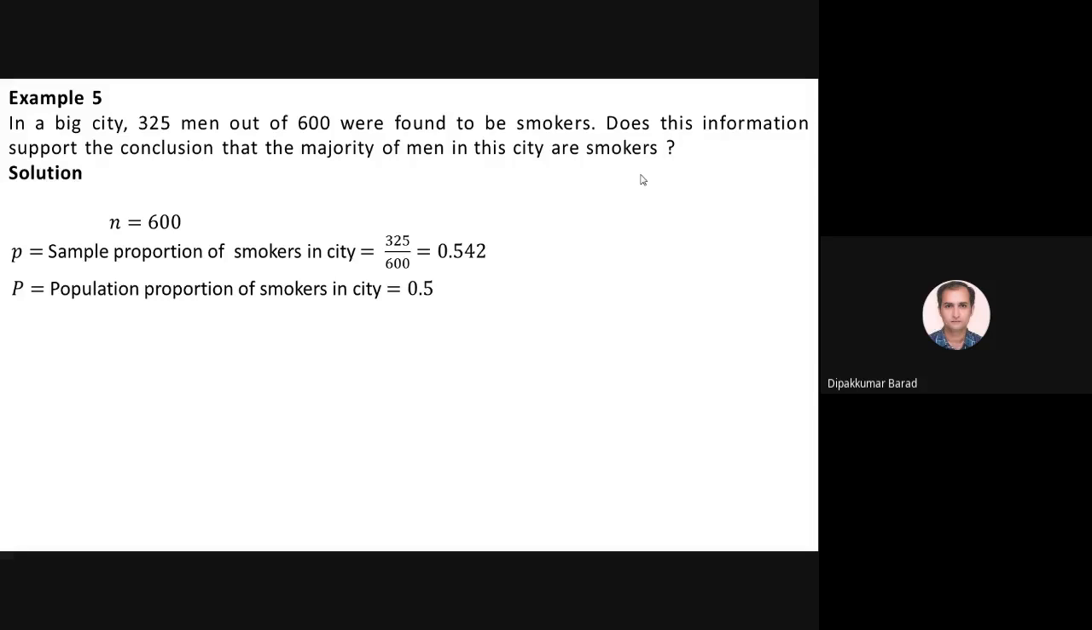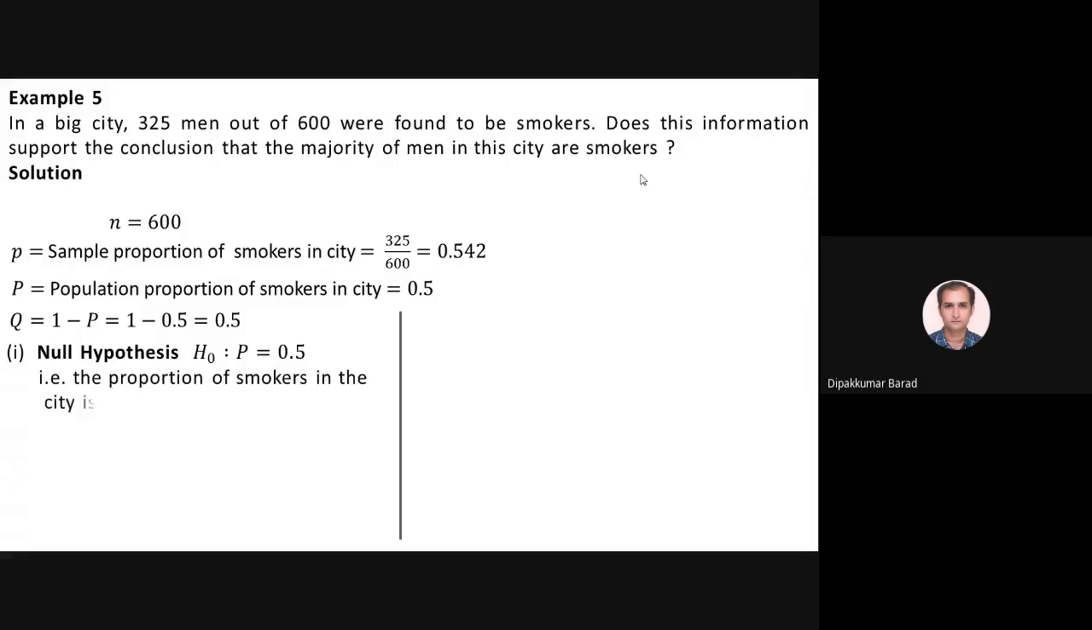So capital P is 0.5. Now, what about capital Q? Capital Q is 1 minus P, which is also 0.5. Now the null hypothesis: capital P is equal to P0, and P0 we write here as 0.5. That is, the proportion of smokers in the city is 50%, which is not a majority.